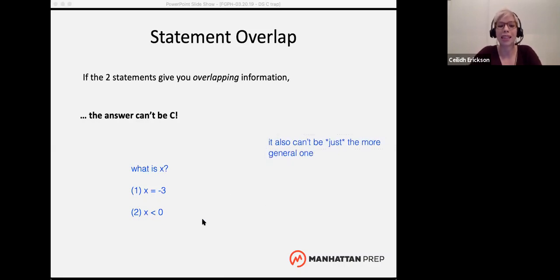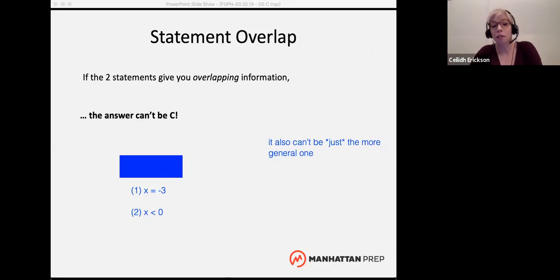By that I mean, like in this example, there is no question out there that could be answered by knowing that something was negative in general that wouldn't be answered by knowing that it was -3 specifically. So even if I hadn't given you the question, I'm not even going to tell you what this question is. The statements are x is -3 and then x is negative. The answer would never be C, but it would also never be B in this instance.